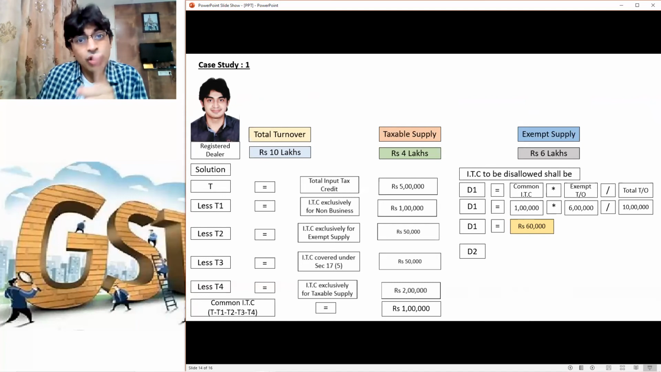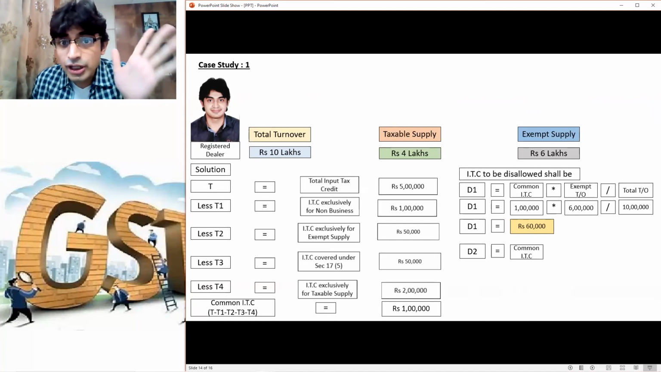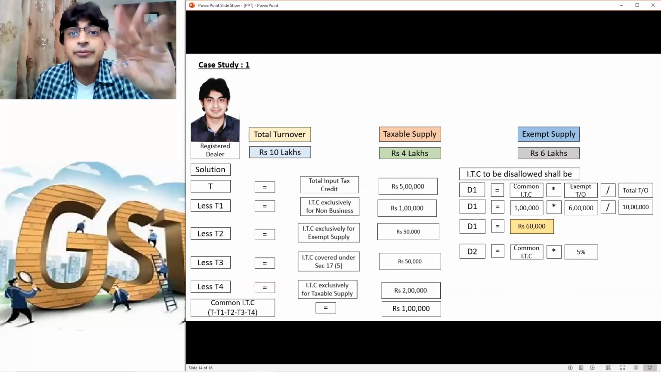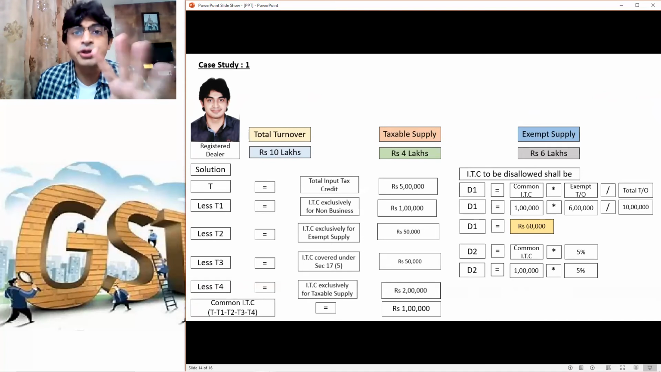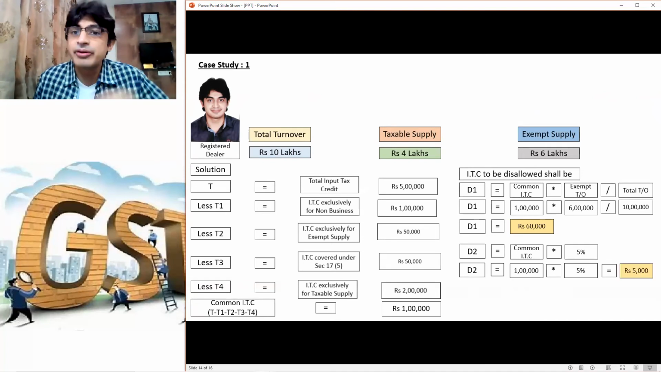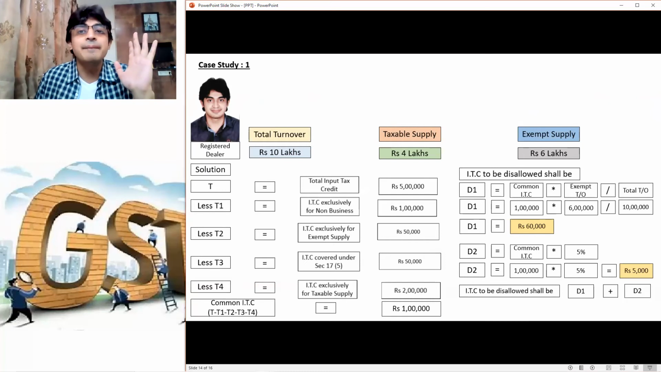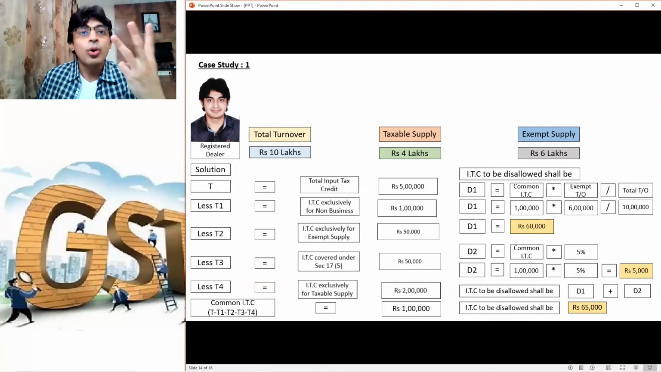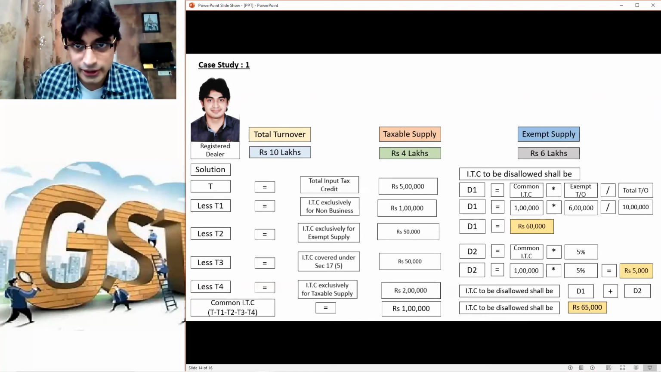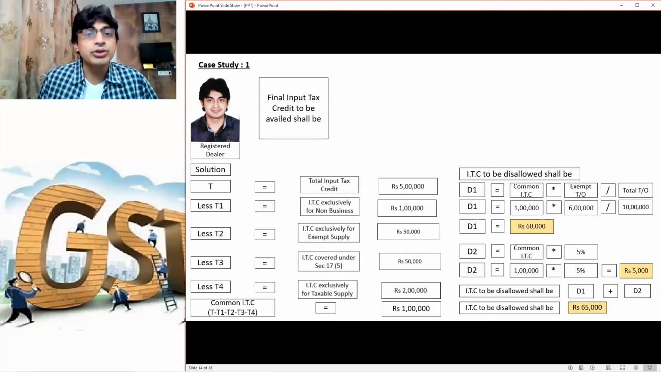And D2, because it is utilized for my non-business purpose also. Out of the common ITC, 5% is deemed to be utilized for non-business. So common ITC is 1 lakh into 5%. 5,000 shall be further disallowed. So how much of your total ITC got disallowed? D1 plus D2. So ITC 65,000 out of 1 lakh is gone. Only 35,000 you are going to get. Only 65 out of 1 lakh will be reversed. 35 you are going to get.